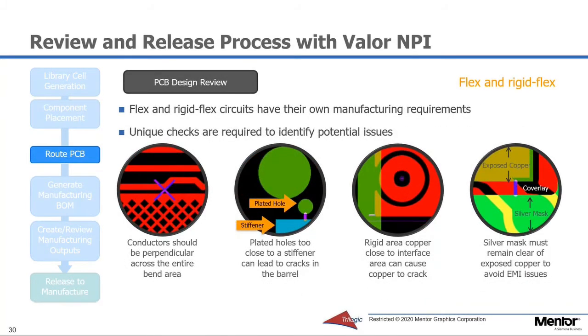Flex and rigid flex circuits have their own manufacturing requirements. Conductors need to be perpendicular across the entire bend area. Plated holes need to be a sufficient distance from a stiffener. Rigid area copper too close to interface areas can cause copper to crack, and silver mask must remain clear of exposed copper to avoid EMI issues.